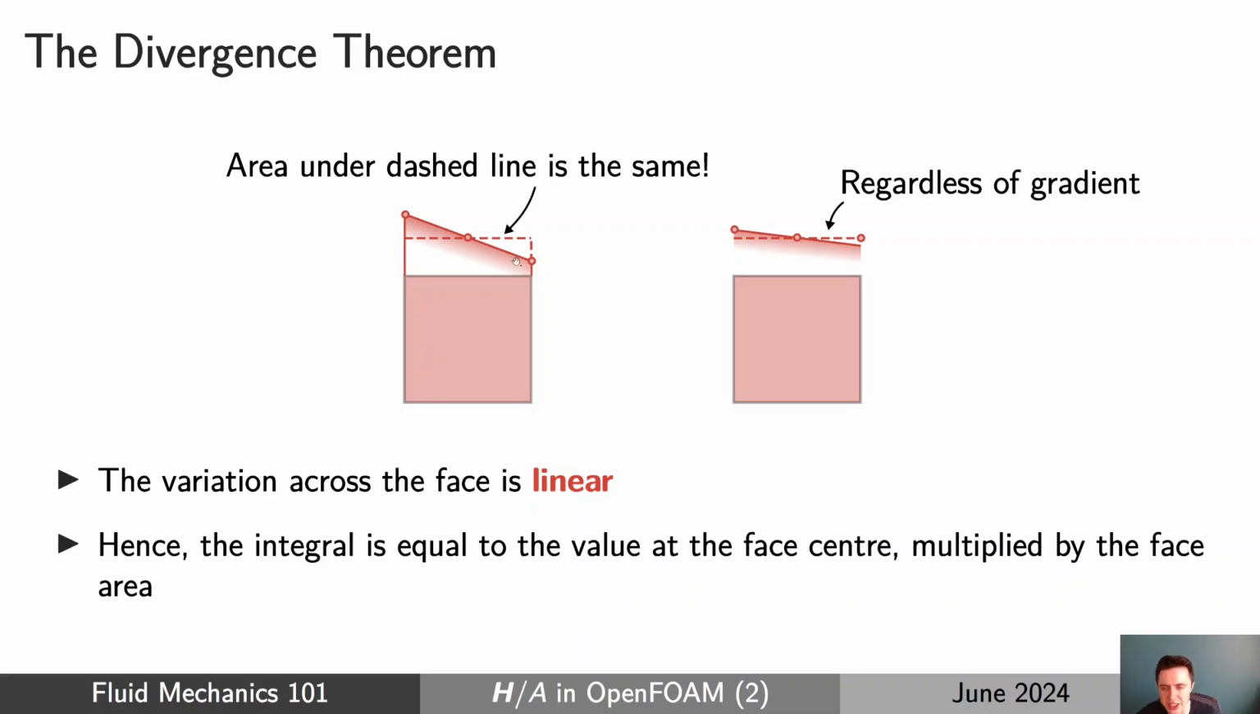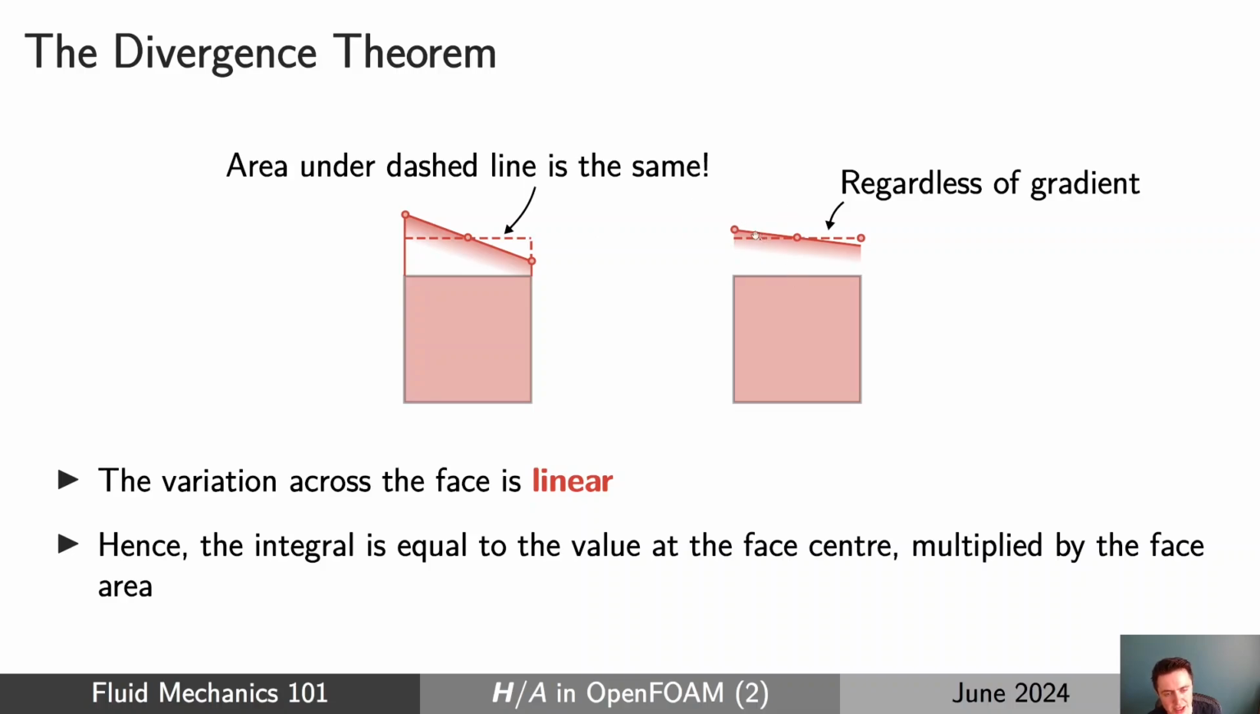But what we notice is that actually, because the variation is linear about the center, if we were to take the value at the face center and multiply it by the area, you can see visually that you'd get the same answer for the integral. The area under this dashed line is equal to the area under this solid line. And actually, it doesn't matter regardless of what the gradient is.